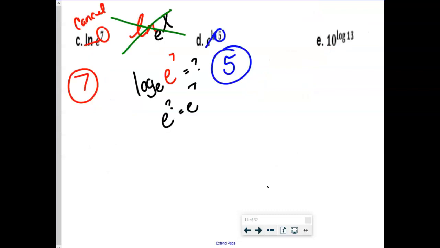Oh, I skipped that problem, though. Now that we know this is a common logarithm, which secretly has a 10 in here, what happens with 10 raised to the log base 10? They cancel, and the 13 drops down. The answer is 13. Those are my favorite questions. They're the best.